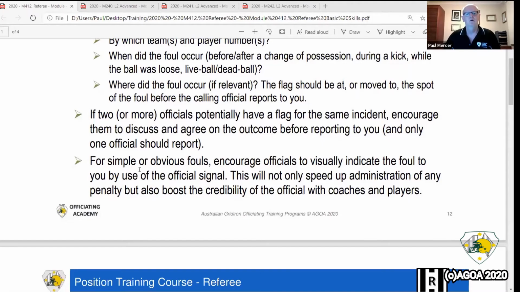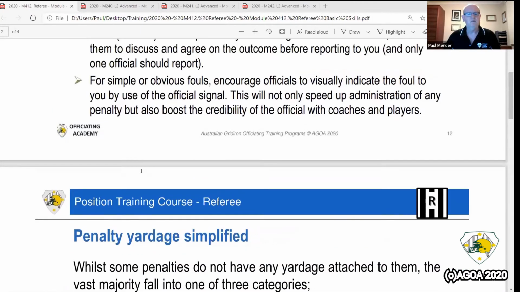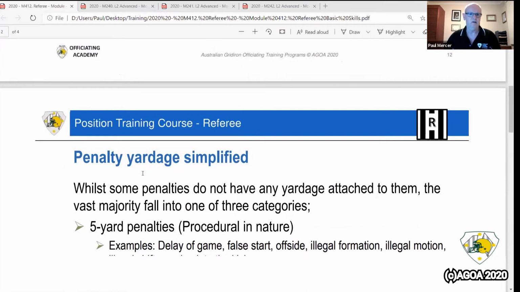So having gained all that information, we've then got to think about what our options are, and we have to think about enforcements. And this is the part that people love, all of this stuff about enforcements. So we want to think about how many yards this penalty is going to be.